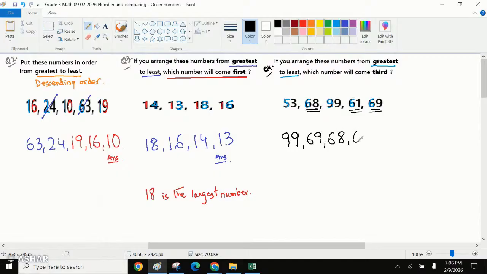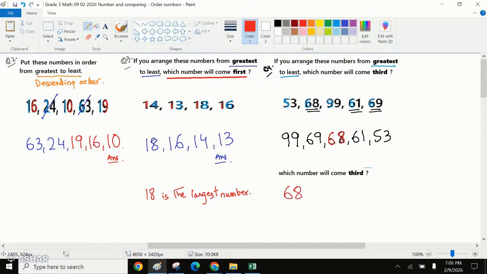68, 61, and 53. The question stated which number will come on the third position, right? The question was which number will come on the third position. So we need to give the number that comes on the third position, 68.